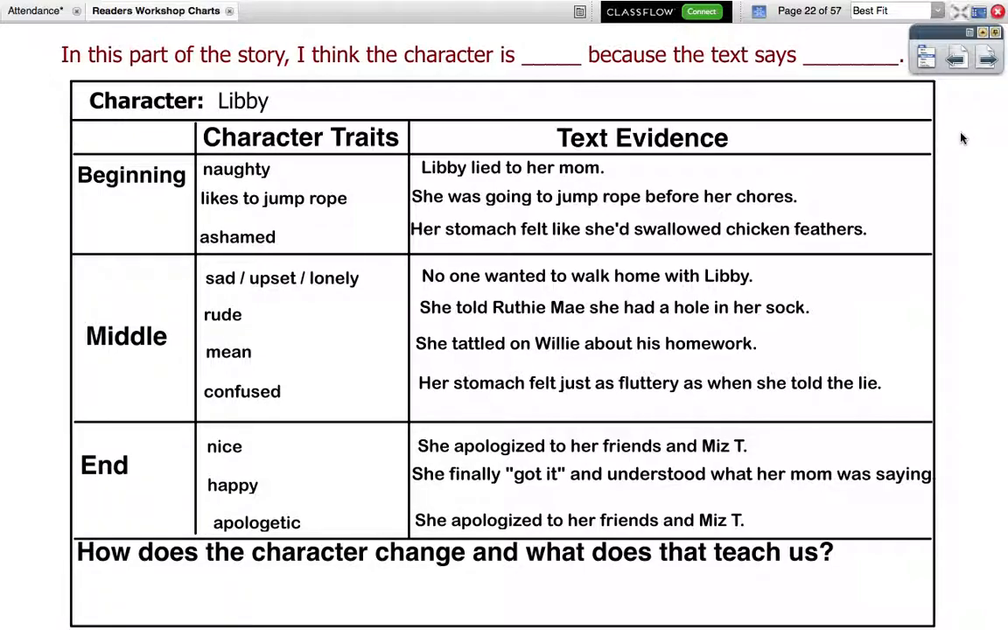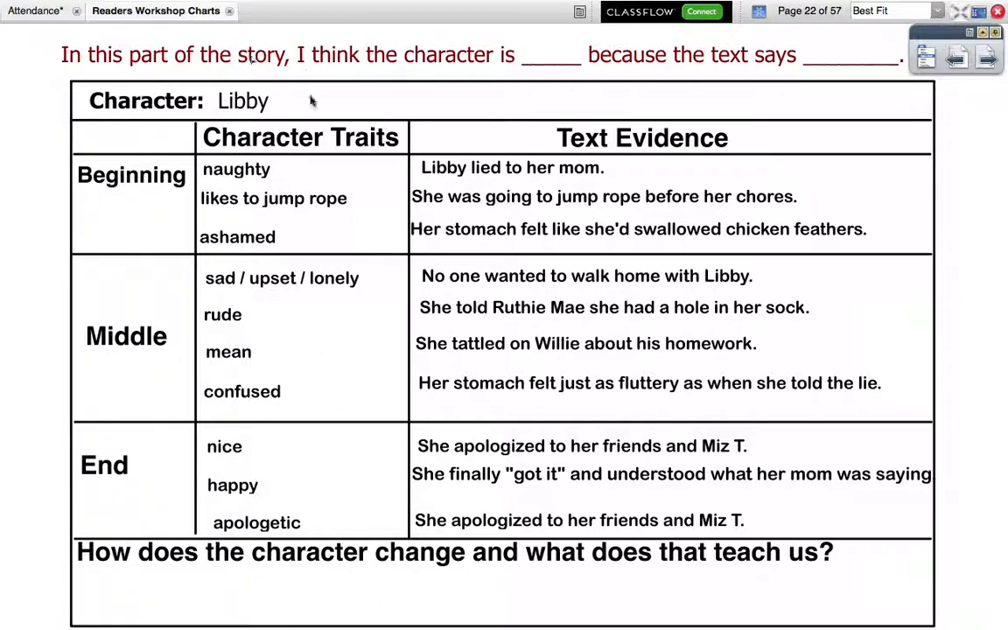So, there's a couple different ways we can think about character traits, okay? Character traits are things that can change on the inside, mainly. Sometimes there's stuff we see on the outside, but it's mainly stuff on the inside. One way to think about character traits is the beginning, the middle, and the end of the book, because that helps us think about how the character changes over time. This is just one example of what that could look like.